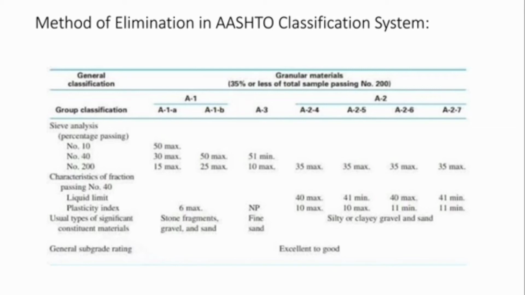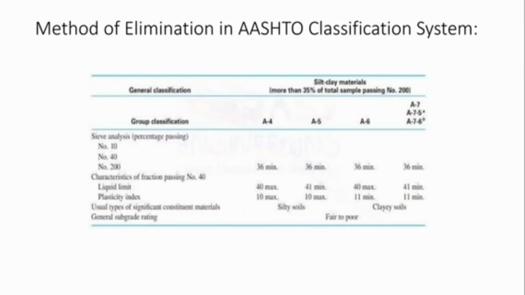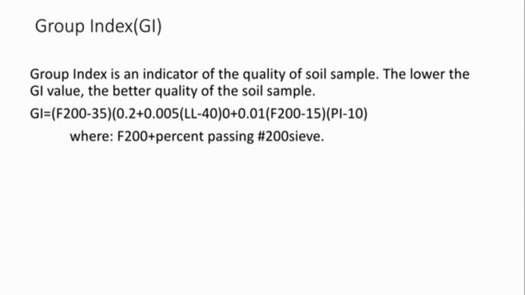Next. In using the AASHTO classification system, we will use the method of elimination in determining the classification of soil. So I'm not gonna discuss that to you, it's more complicated. I'm gonna discuss it to you while we are solving. Method of elimination in the AASHTO classification system.